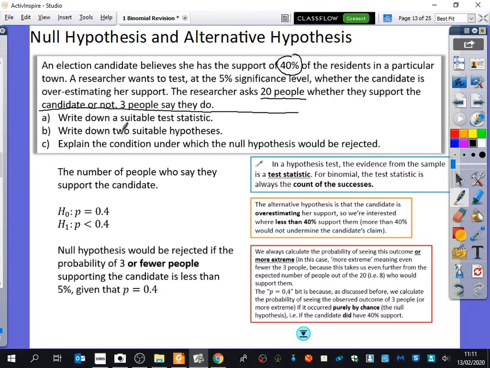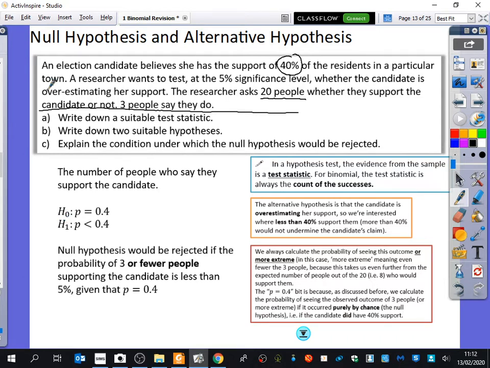Now, the 2 suitable hypotheses, I'm sure you're good at this already. You write null hypothesis, H0, and you put p = 0.4. That's the thing that we're saying: we're just going to presume that the election candidate is right, and that her support level is 0.4. But the researcher, who thinks that she's lying or that it's not true, thinks that the support is less than 0.4. Why is it less than 0.4 and not greater than 0.4? Why is it less than 0.4 in the context of this question?